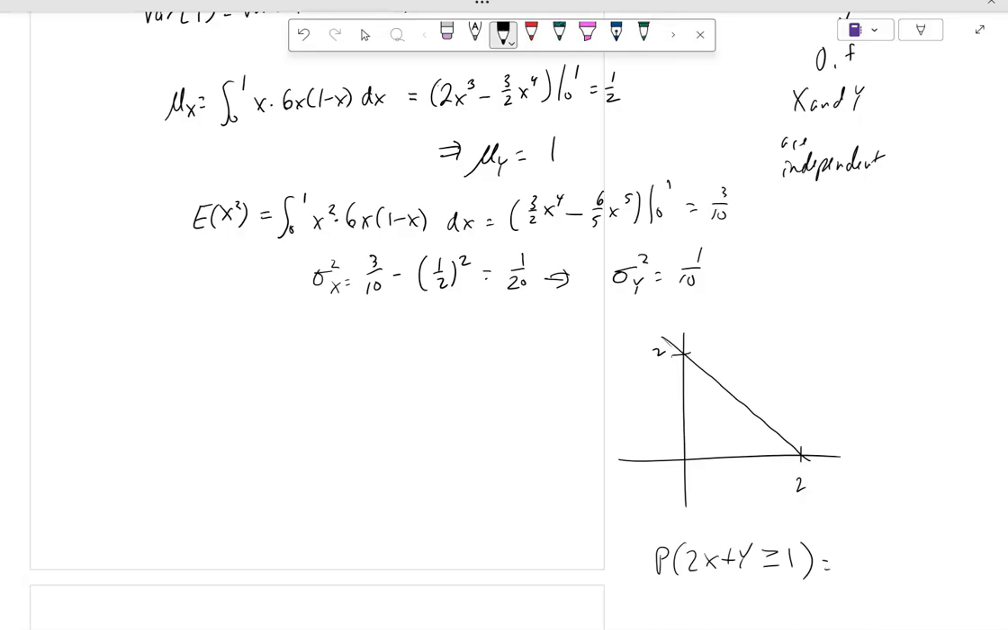If I solve for y, I would have 1 minus 2x, right? So you've got a y-intercept of 1. You've got a slope of negative 2, so it's going to end up hitting here at 1/2, right? And you're asked for the probability associated with that region.